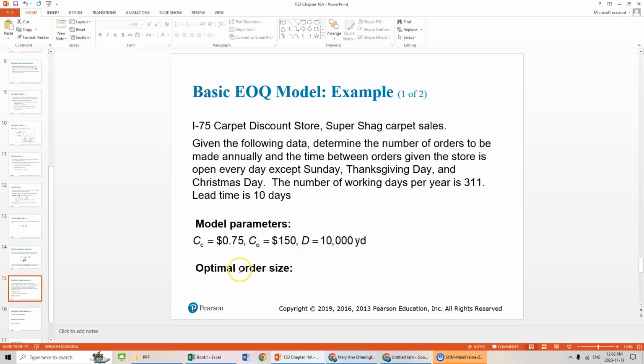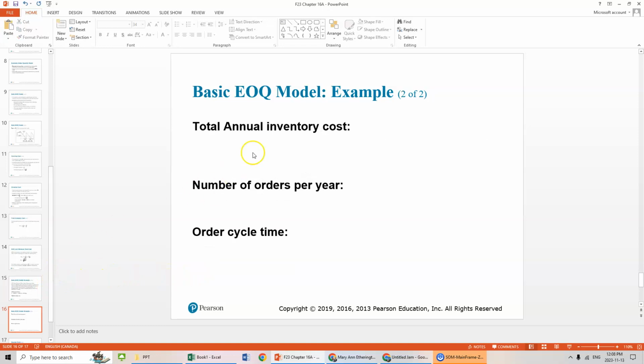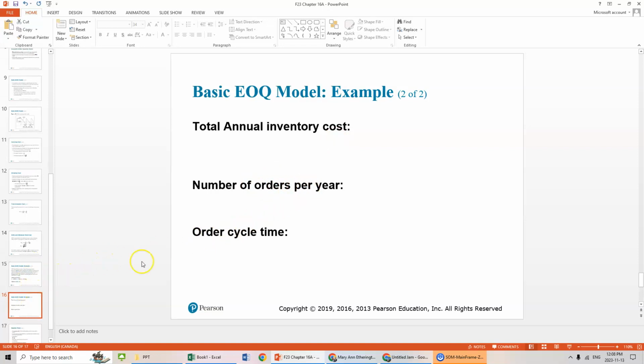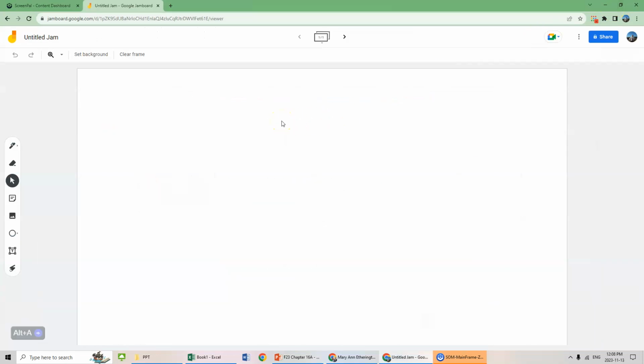What we want to calculate is the optimal order size, Q, as well as the total annual inventory cost, the number of orders per year, and the order cycle time. So let's take a look at how we can do that. Let's go into here. So the economic order quantity. The first thing we want to calculate is, I'm just going to abbreviate this Q asterisk. It could be Q optimal.